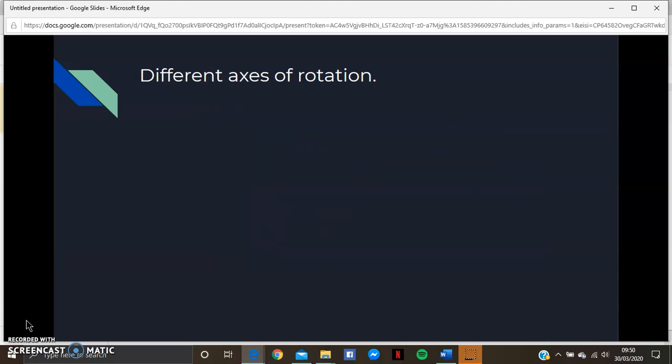Then there's different axes of rotation. There are 3 different axes of rotation of movement which allows the body or body parts to rotate in a certain way. First, there's a vertical axis. This is a line that runs from your head to your toe.